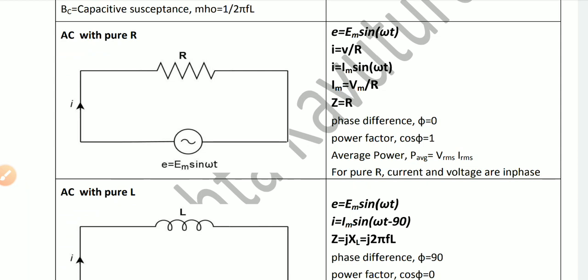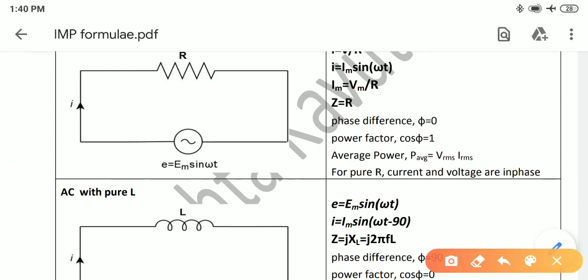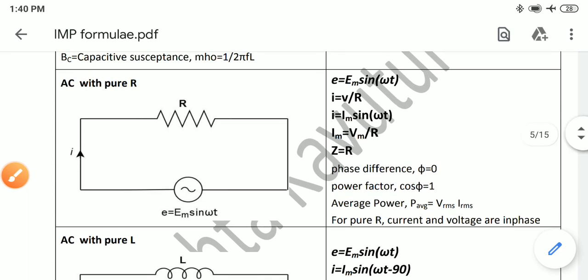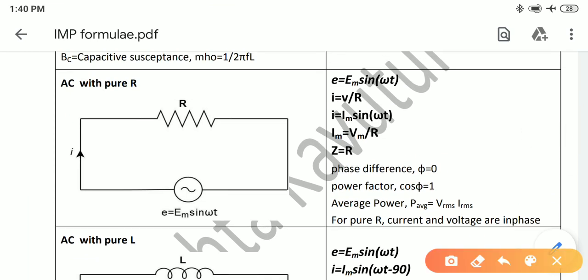So AC with pure resistance here as shown in the figure. So here I gave the conclusions for these circuits. Here E is equal to Em sin omega t as input and I is equal to Im sin omega t is the output here. Upon observing these two, the phase difference is 0.